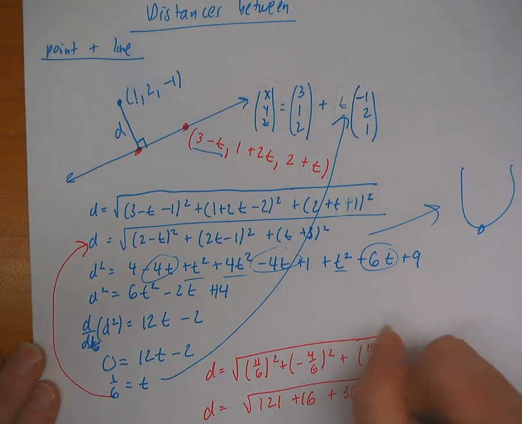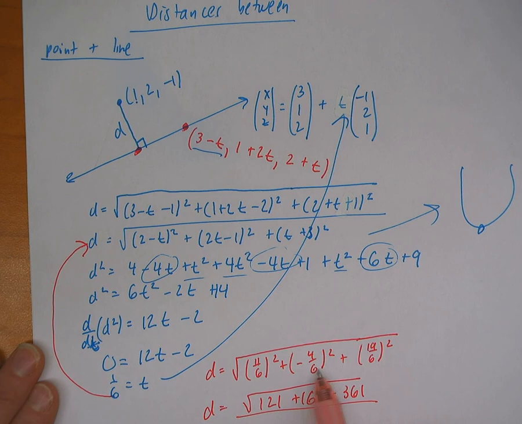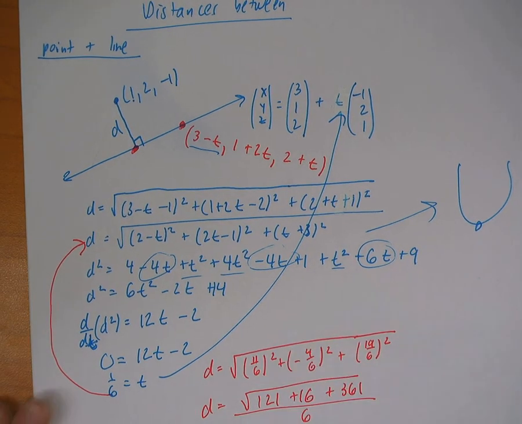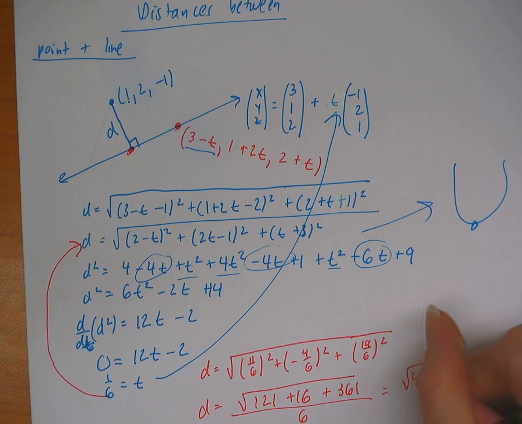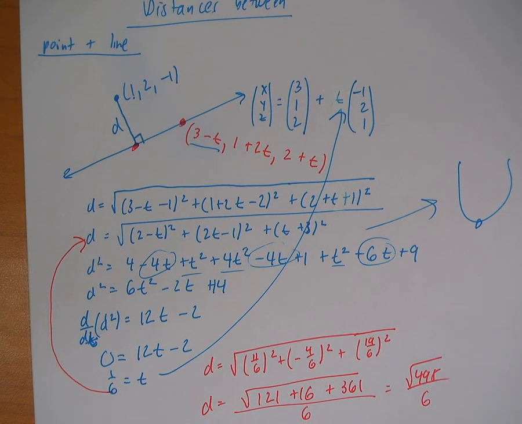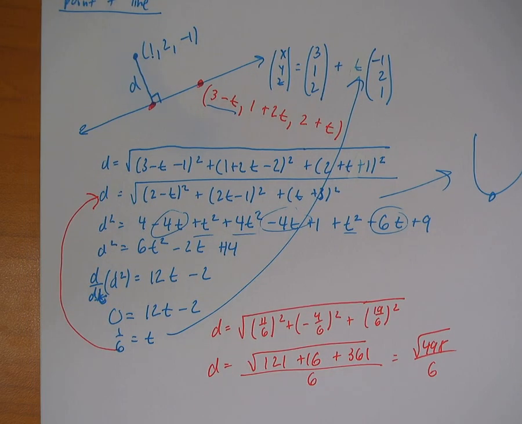361. So all the 6's on the bottoms are squared, so that'd be 36, and then you square root to get 6 again. So 121 plus 16 plus 361. So radical 498. I don't know how much that simplifies, but we're going to leave it at that. So that's how we can find the distance, the perpendicular distance, which is what they want when they say distance, between a point and a line.